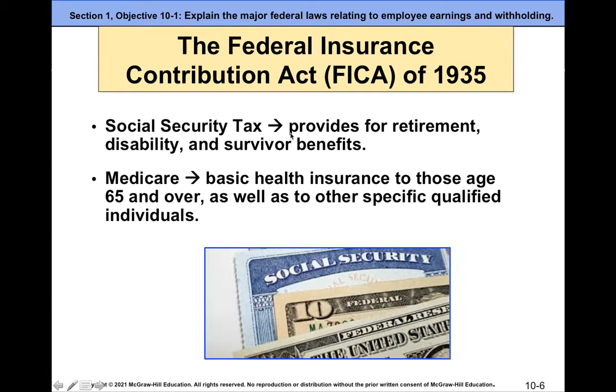The next federal law is called FICA, F-I-C-A. FICA, the Federal Insurance Contribution Act, established 2 taxes that all companies and most of the employees have to pay. It's the Social Security tax, and it's the Medicare tax. And we will talk about these 2 taxes in detail later in the chapter.